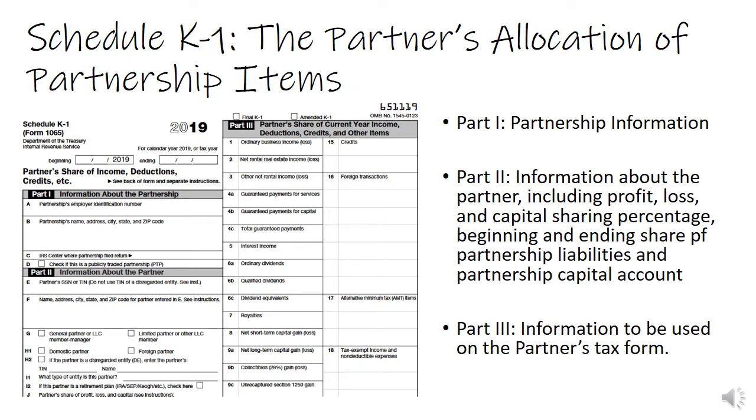And that's a good transition to the Schedule K1, which is the partner's allocation of partnership items. In a sense, this is an individual partner's W-2. It shows information about the partnership, their employer. It shows individual information about the partner. And then it shows information that gets used and plugged into the partner's own tax form.